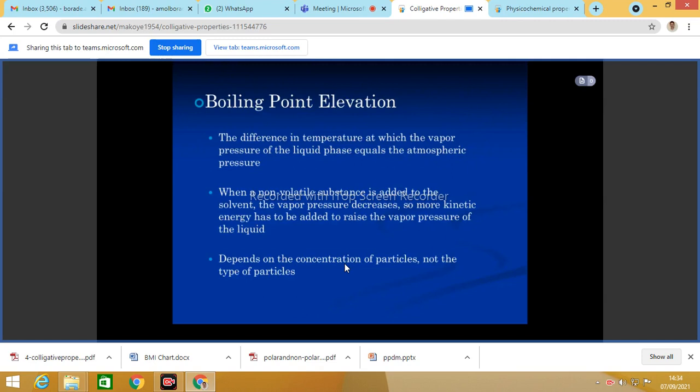Now you have to imagine that one beaker contains water, another beaker contains sugar solution, meaning water plus sugar.